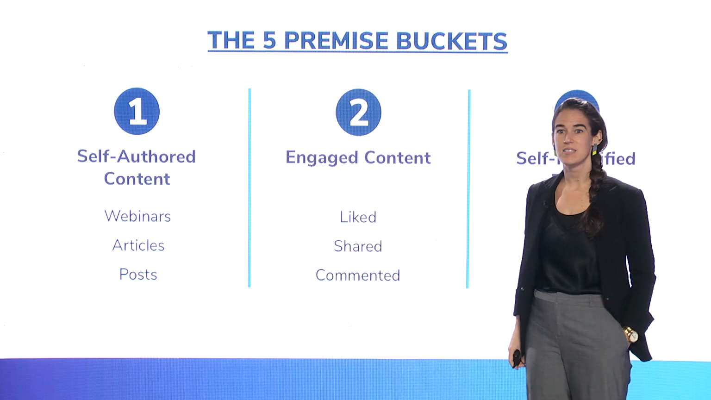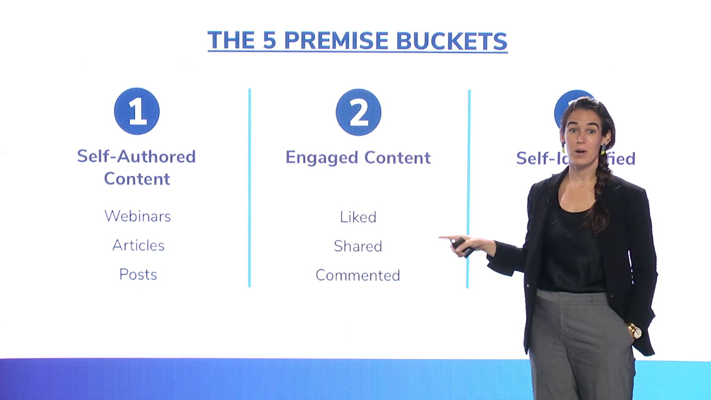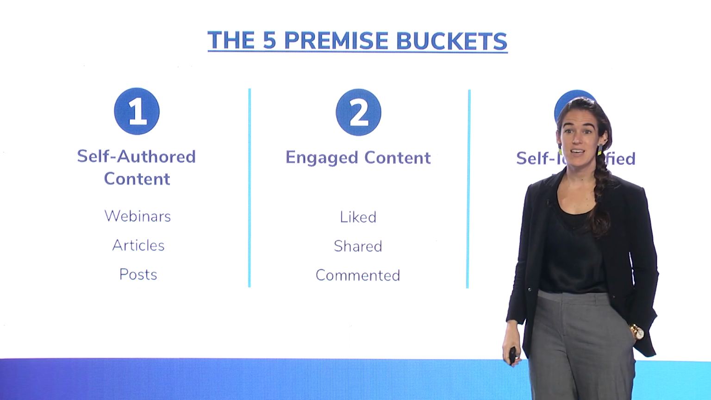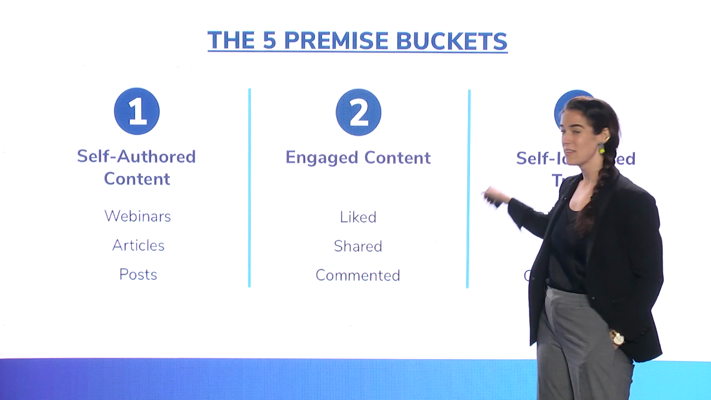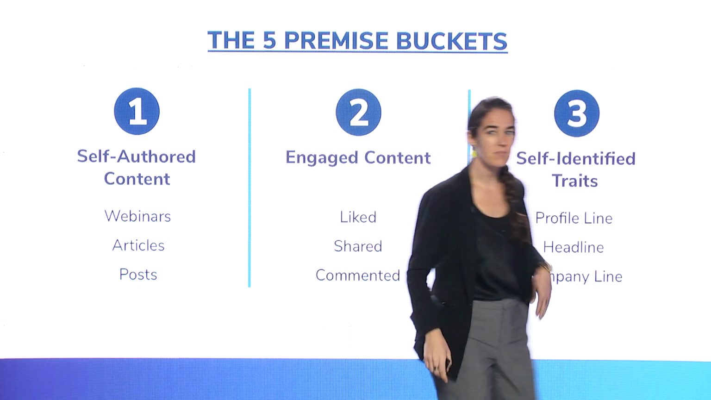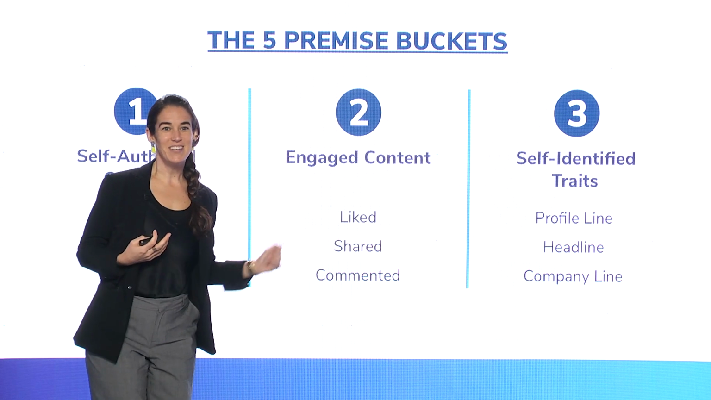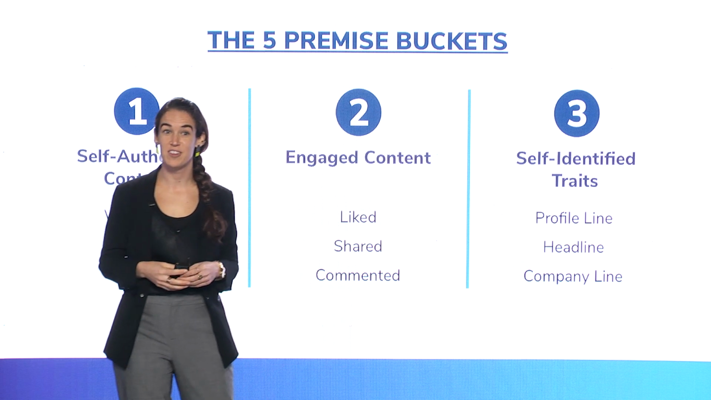Number 1 is self-authored content, any kind of content that your prospect authored. So webinars, articles, posts that they made, etc. Number 2, engaged content, any kind of content that they engaged with but didn't author themselves, anything they liked or shared or commented on. Number 3, self-identified traits. I feel like Vanna White. Number 3, self-identified traits. So this is going to be things that they said about themselves on LinkedIn.